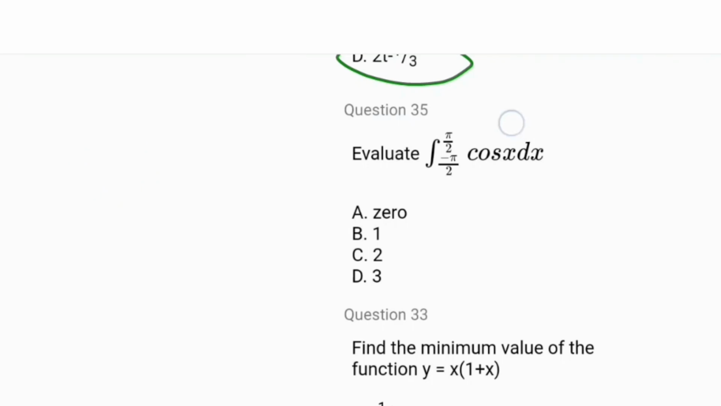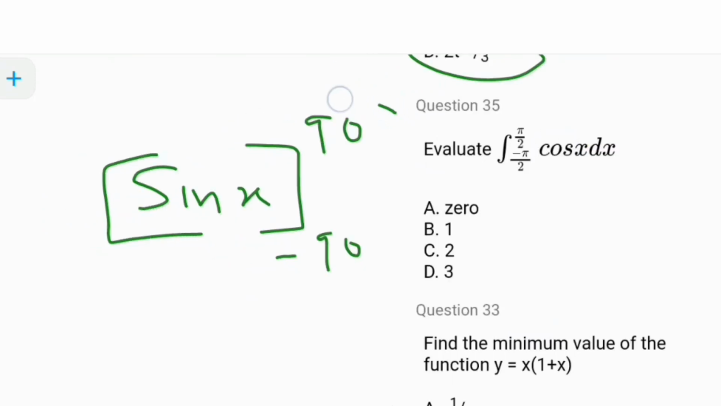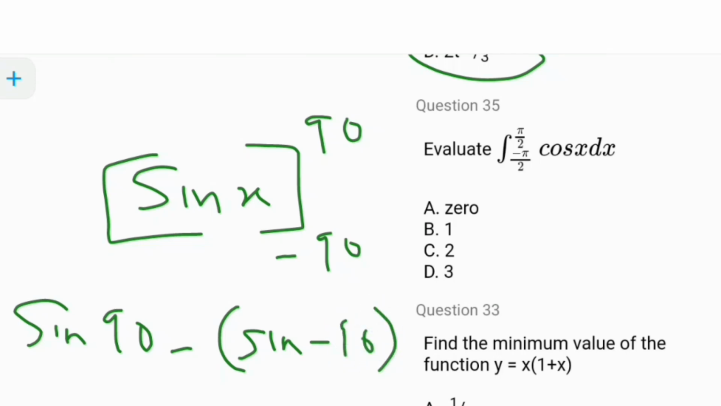So once you integrate cos x, you are going to get sin x. So just write sin x. Then cover it like this. So the minus pi over 2 at the bottom part will be minus 90, because pi over 2 means 90. While the top one will just be 90. So if you use this limit, you are doing sin 90 minus sin of minus 90. So the first one will be sin 90 like this. Minus. Then open another bracket there and put sine of minus 90. Because x is standing as 90 now.